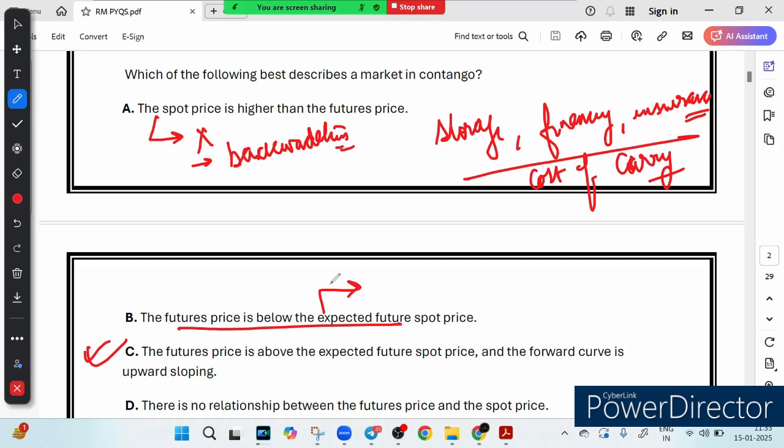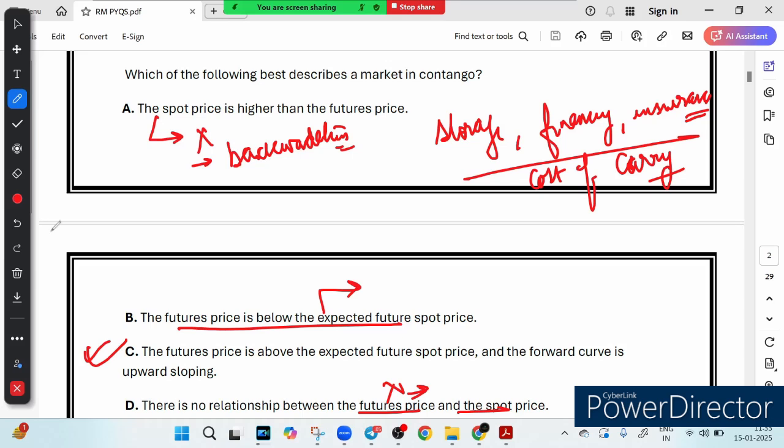Right. Option D says that there is no relationship between the future price and the spot price. This is completely incorrect. There is always a relationship between the future price and the spot price, whether in contango or backwardation. Future prices are not random. They are influenced by factors like cost of carry, expectations about future supply and demand, and market sentiment.